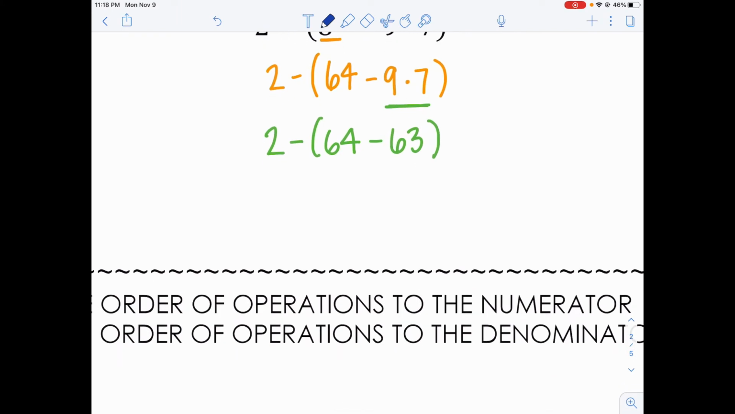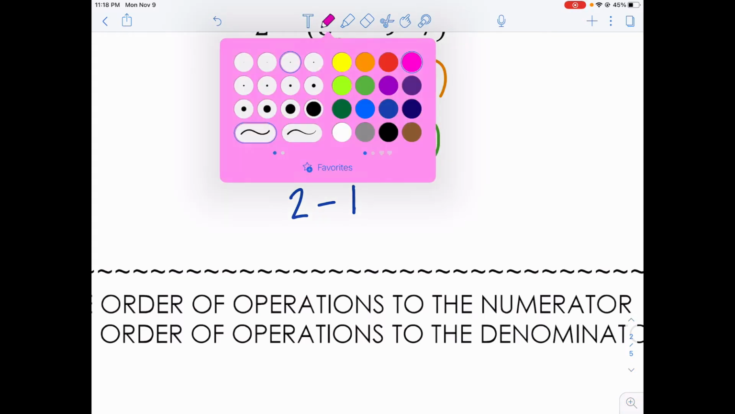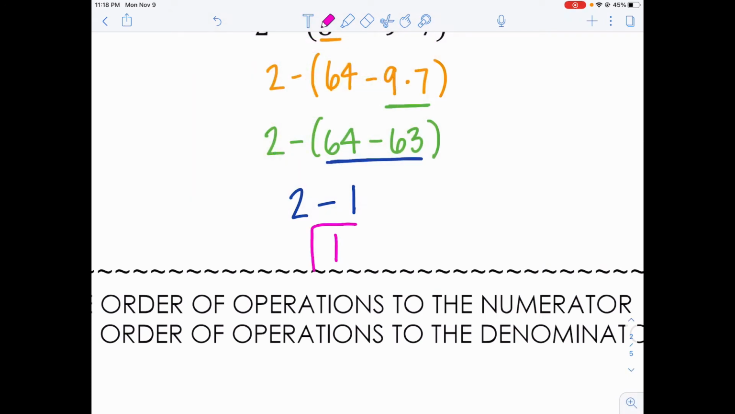Last step for fully simplifying in the parentheses, I need to do the subtraction. 64 minus 63 is 1. And because I have now simplified all of the way in the parentheses, I do not need to bring it down. I just write the 1 underneath. And I'm going to bring down everything I haven't used, which is 2 and the minus sign. Now my expression reads 2 minus 1, and 2 minus 1 is 1.